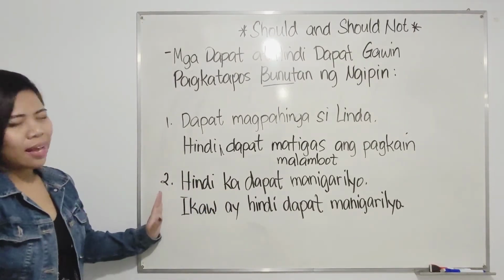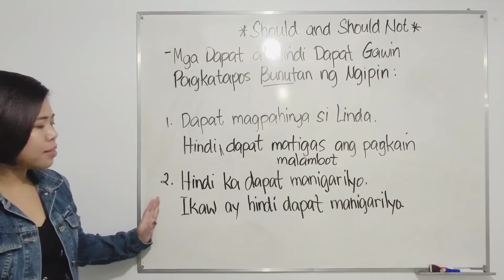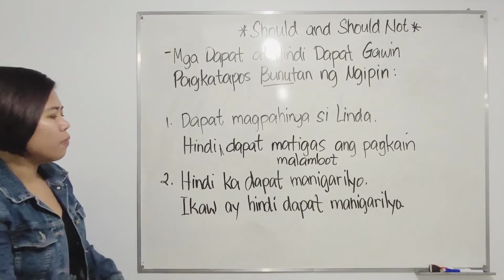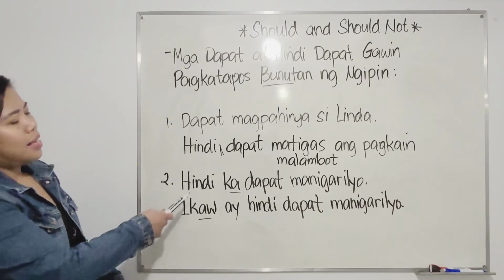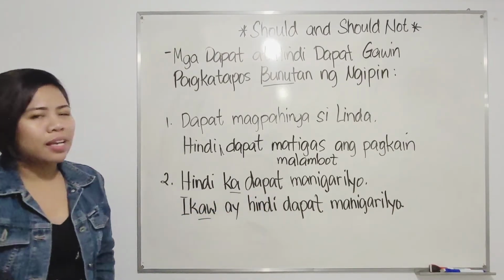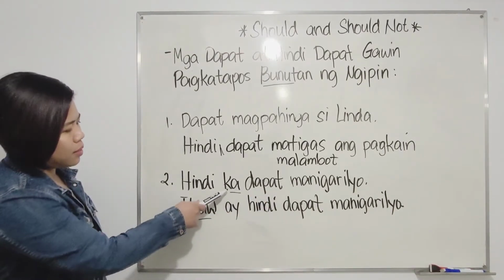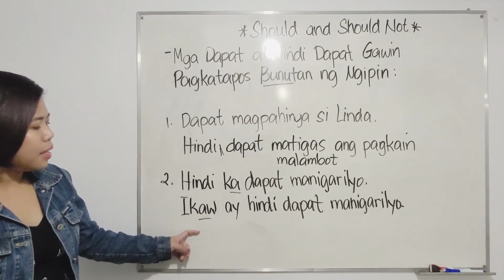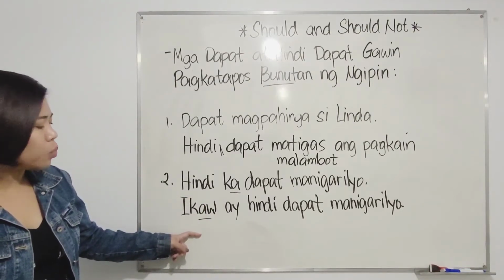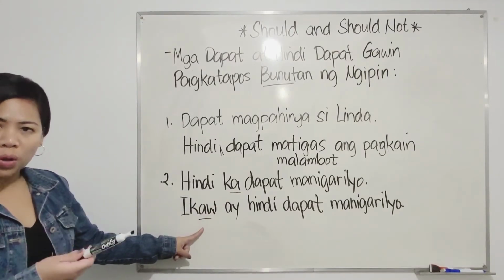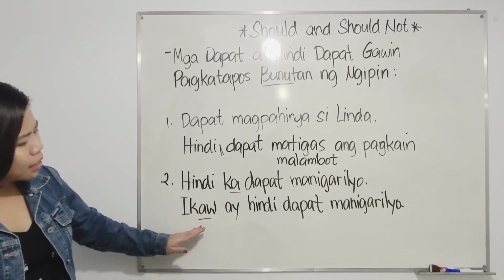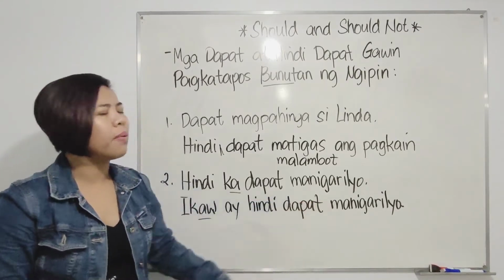Alright, in the second set, I also have two sentences here to explain to you the difference between ka and ikaw. Look at this. Hindi ka dapat manigarilyo. Negative statement. So we inserted the ka here. And then here, it's also a negative statement, but we use ikaw. So ka and ikaw are the same, right? It's you, singular. So we say, ikaw ay hindi dapat manigarilyo.